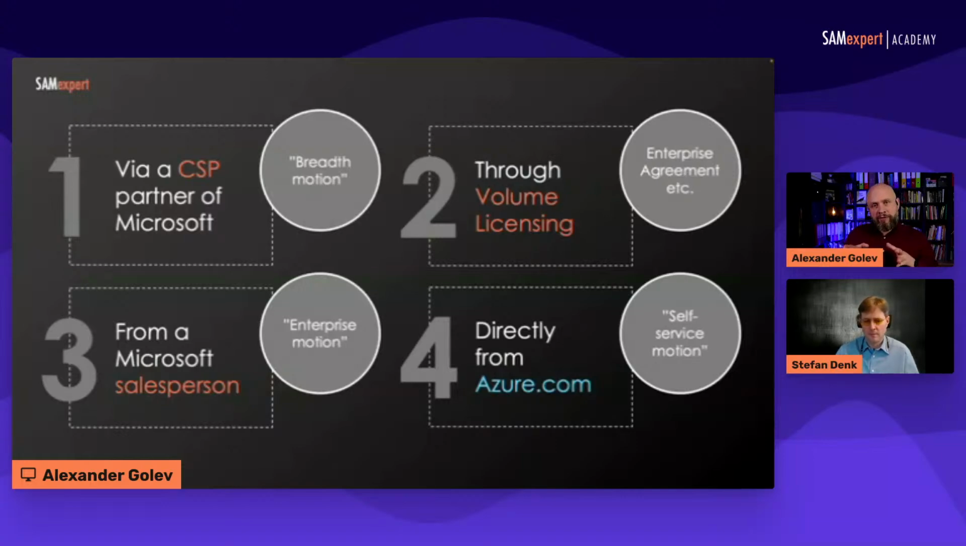If you are an enterprise over 2,400 seats and you're approached directly by a Microsoft salesperson, you may hear the term enterprise motion. This is what it is. It's just an internal Microsoft name for this entire way of selling you Azure services. And if you go to Azure.com, that's called self-service motion. Again, if you hear that term, this is what it means.